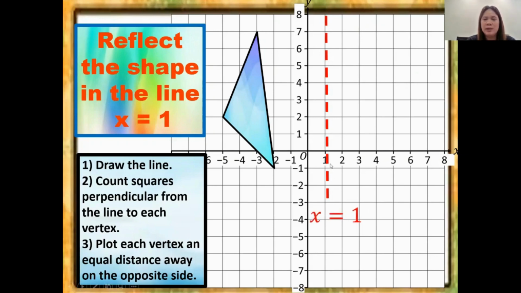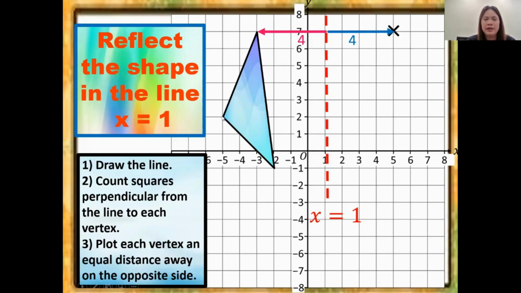Then count from the mirror line. We count 1, 2, 3, 3 steps to the left. Then we count 3 steps to the right also. And the same here on top. From the mirror line, we count 1, 2, 3, 4. So we count 4 steps to the right. So we have here the point.